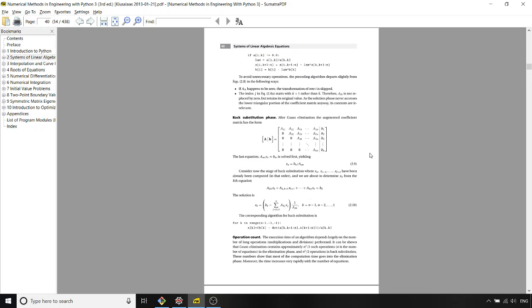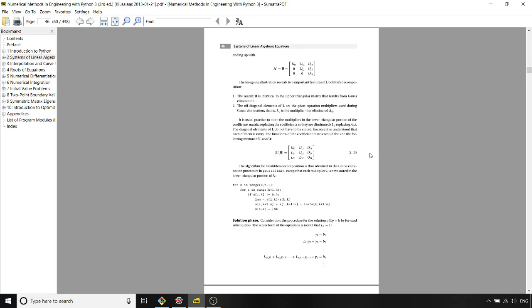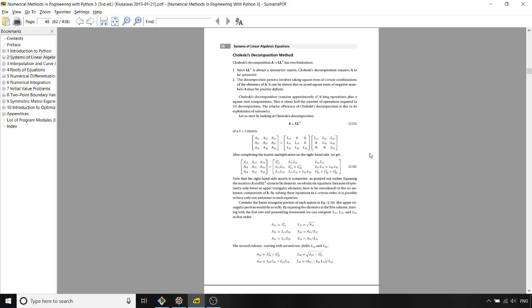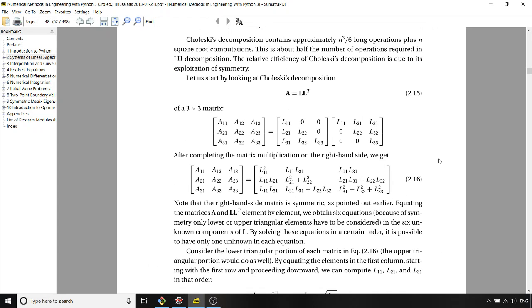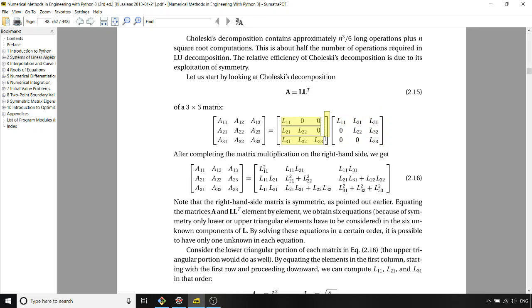Cholesky decomposition. Cholesky decomposition assumes that the A matrix should be symmetric, so transposing this A matrix will give exactly the same matrix, and the resulting lower and upper triangular matrices will also be transposes of each other. The transpose of the lower triangular matrix will be the upper triangular matrix itself. So this L32 will be equal to L here.